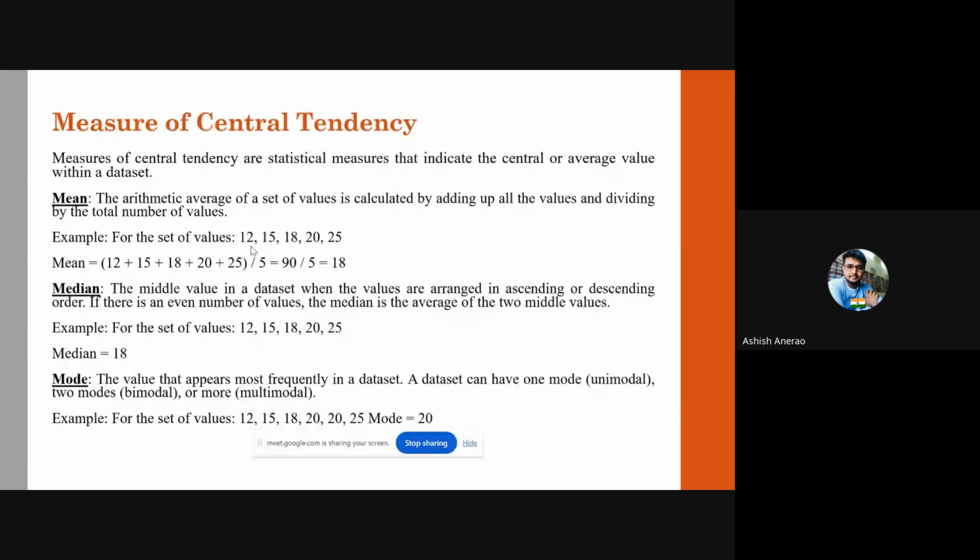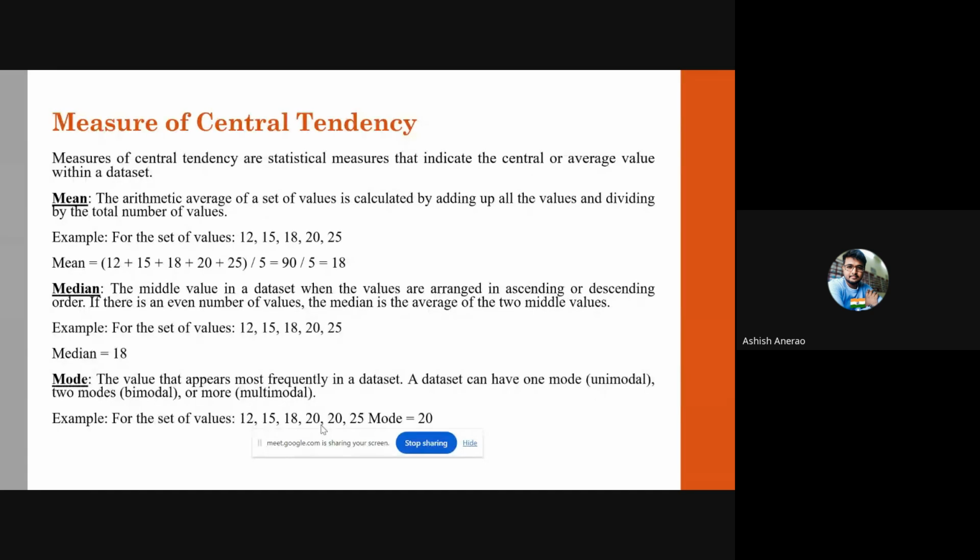Now median is nothing but the middle value of our data. That value divides our data into two equal parts. So that value is nothing but the median. And next is the mode. Mode is nothing but the most frequent value in our data set. Means see this below data, here 20 occurs 2 times, so that's why here mode is 20.